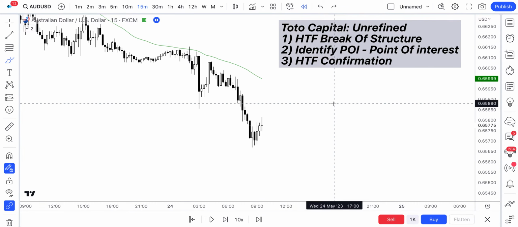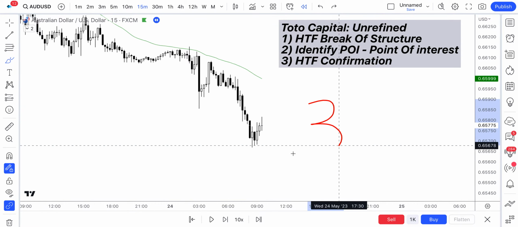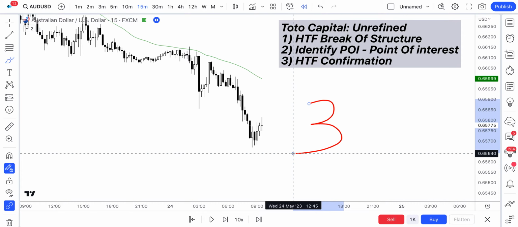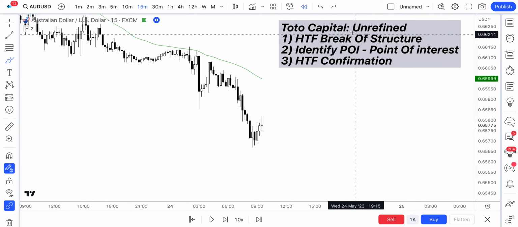In this video, I'm going to show you guys the best 3-step strategy that I have used to pass many funded challenges on FTMO in order to acquire trading capital. Okay, so this is the Toto Capital unrefined trading strategy, and I'm going to break it down step by step. There's 3 steps in total, and it really is an objective strategy and a very, very profitable one as such.